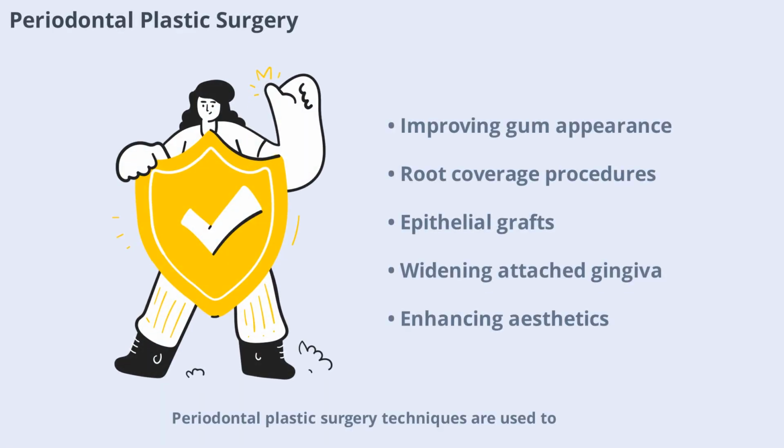Periodontal plastic surgery techniques are used to improve the appearance and function of the gums. Procedures such as root coverage and epithelial grafts help correct gum recession and enhance aesthetics. These techniques can also widen the width of attached gingiva, providing better support for the teeth. Periodontal plastic surgery is tailored to each patient's needs, ensuring optimal results and satisfaction.